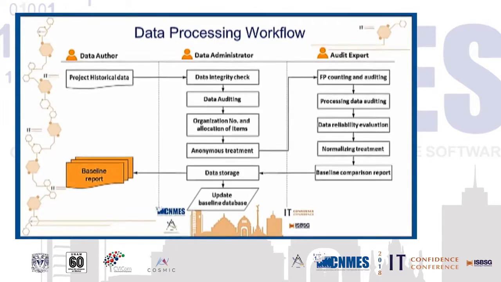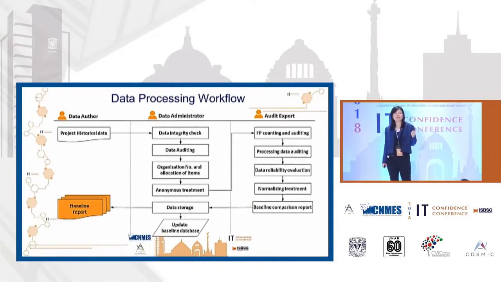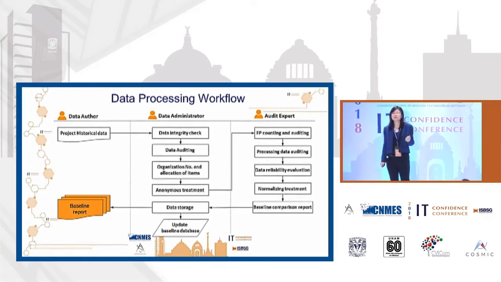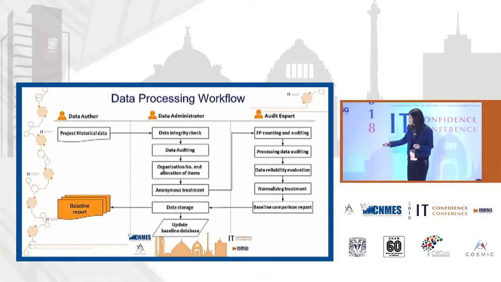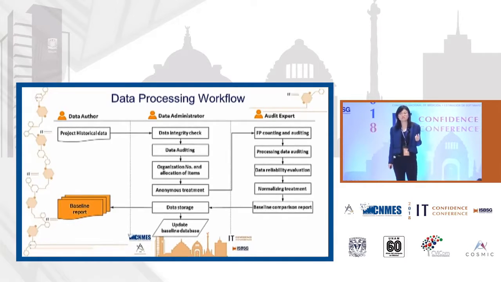We have three roles. One is the data author from our partners. The second is the data administrator, a full-time employee who checks data integrity and does data auditing. Then we assign the organization number and allocate the items. What is more important is this process: we clean the data to remove abnormal values.